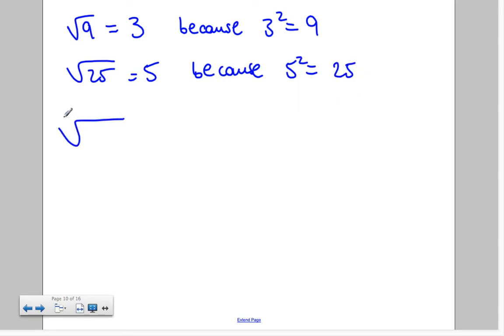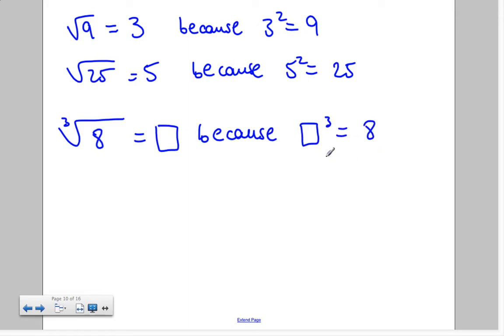Now if we're looking for a cube root, let's say the cube root of 8, I'm looking for a number so that I can fill in the sentence: that number cubed is going to be 8. Usually it's going to be a small number, so try 2. Does that work? 2 cubed, 2 times 2 times 2, is 8. That works.